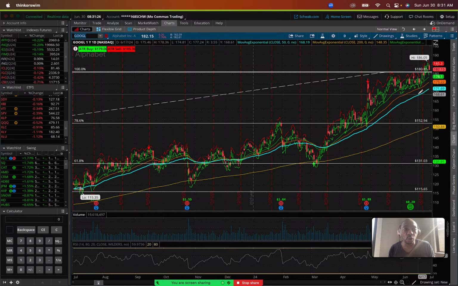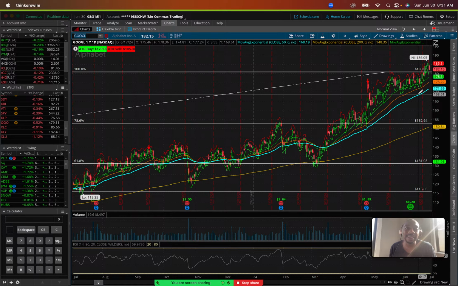So if you see Google bouncing, but XLC is still down or going down, Google probably is going to have to fight a lot harder to keep going up if its whole sector is going down. So you should have lower expectations for follow through, or you should have a shorter target, or maybe you shouldn't take that trade at all because you're going against the current or the tide, right?